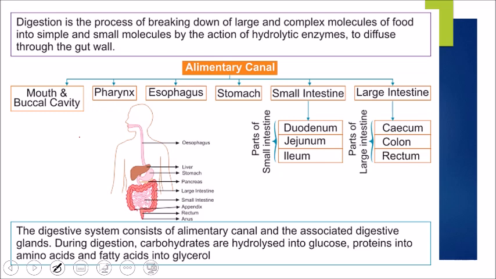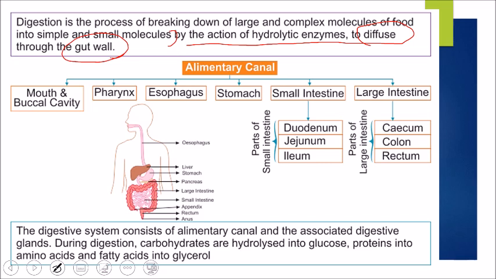So, as 10th standard students, please do not stop your definition till here. Many times students just write breaking down large and complex molecules into small molecules. That is digestion. No. How is it possible? By the action of hydrolytic enzymes. Why? To diffuse through the gut wall. Only if it is very, very small can it move through the intestinal wall. That is why it is important.